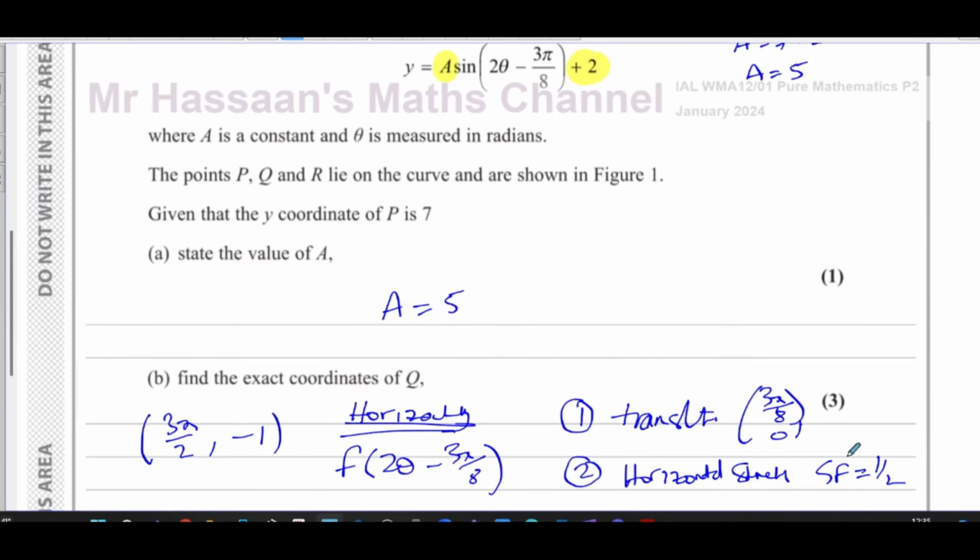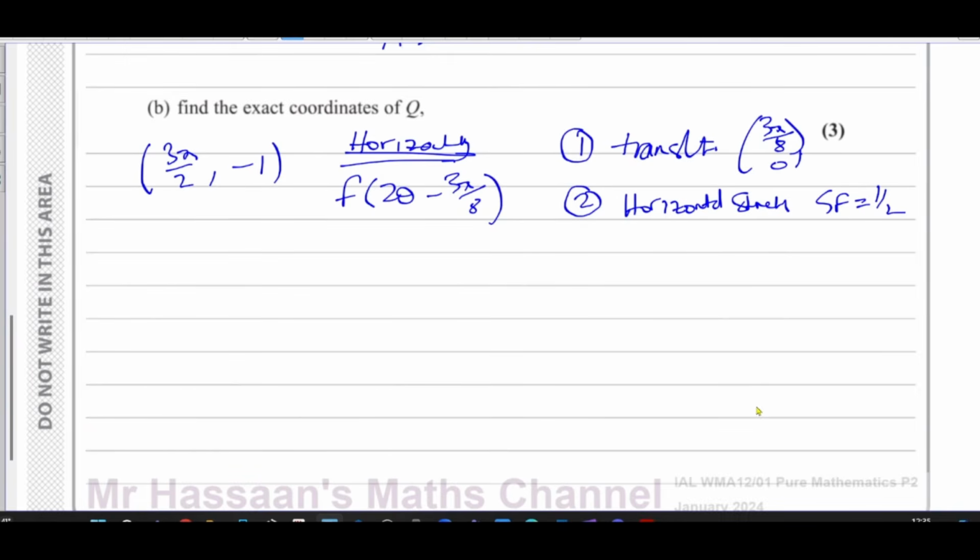Scale factor a half. Okay, so those are the 2 things that happen. So 3 pi over 2, first thing you do is you add 3 pi over 8 to it. And then you multiply this by a half. That's going to give you the x coordinate of Q. This is going to be the x coordinate of Q.